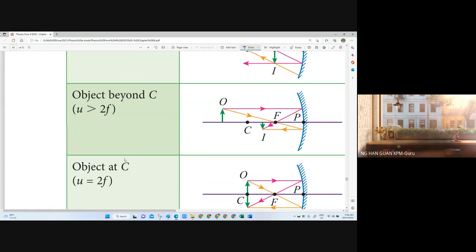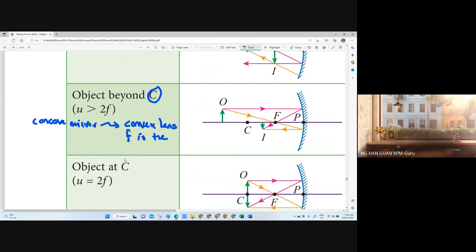Okay, what is a C here? C actually equal to 2F. Later I explain what's a C. So C actually is 2F. It means that when the object is beyond the C, the object is more than 2F. So in this case, this one is the concave mirror. Concave mirror, we make it similar to a convex lens. Convex lens means that the F is positive.